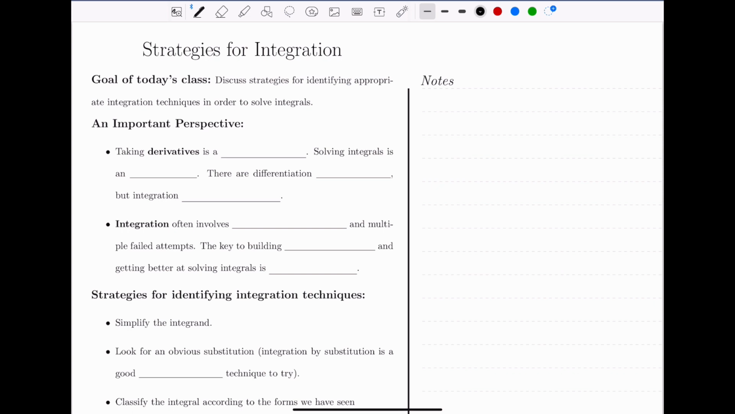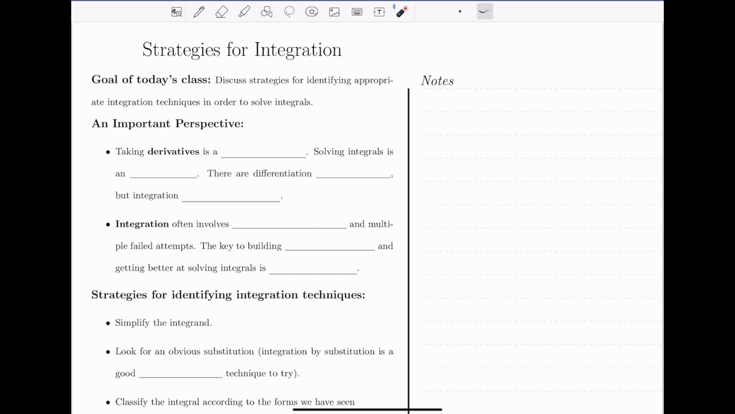In previous sections, we knew exactly which technique we were to use on an integral because of the context. But in general, we could have integrals where we need to figure out which technique is most appropriate. So that's our goal for this section, to understand when certain techniques are appropriate. Before we talk about that, let's review an important perspective that we've talked about before.